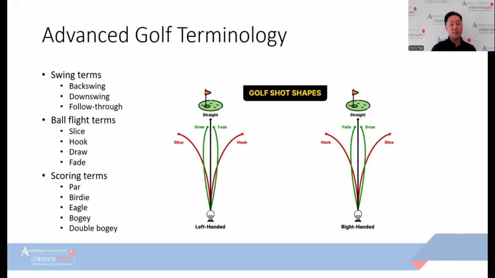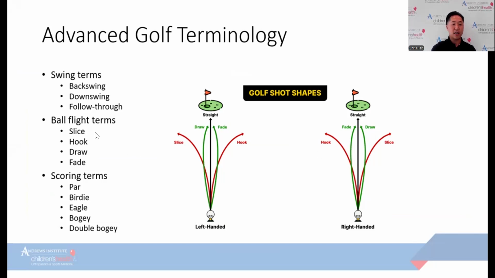Next, we're going to talk a little bit more regarding golf terminology. So starting with the swing terms, you have your backswing, and then you have your downswing, and then you have your follow through. Those are going to be the very, very basic swing terms. So backswing, the motion of bringing the club back away from the ball. And then, of course, downswing is a motion bringing the club towards the ball to hit the ball. And then follow through is a continuation of a swing after striking the ball.